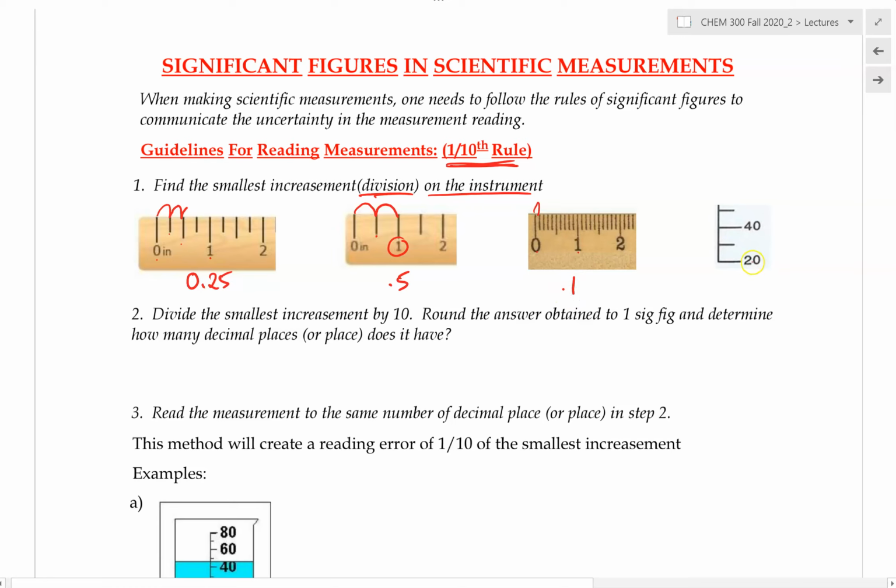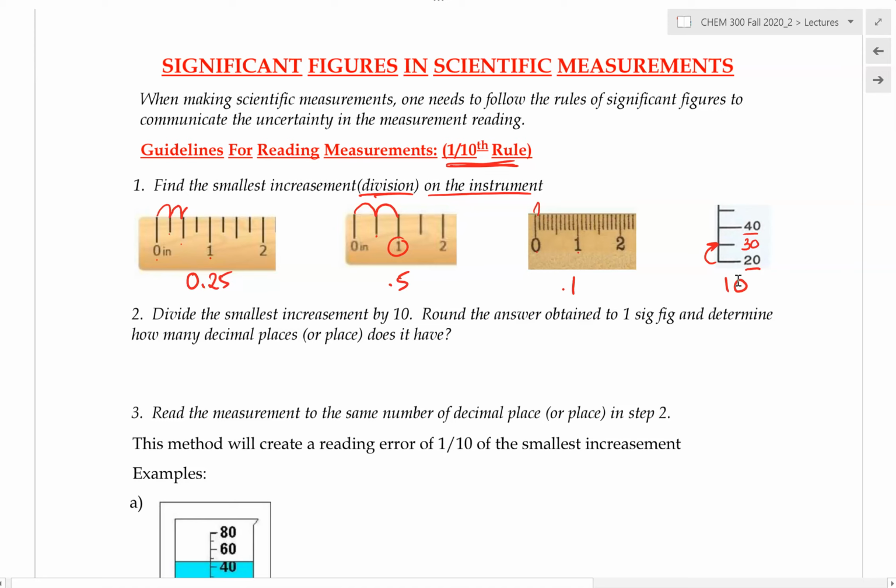And on this other instrument, here is 20 and here is 40. So that means in the middle it is 30, and each of these is increasing by 10. That's what the smallest increment on this different scale from the different instrument will be.